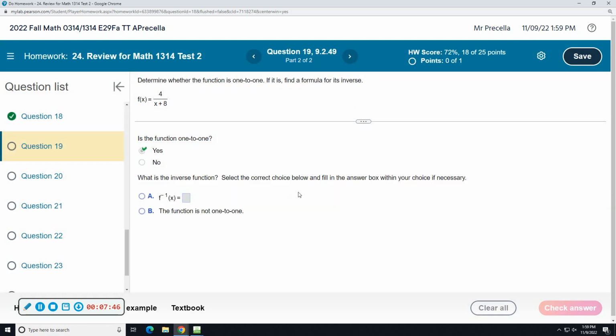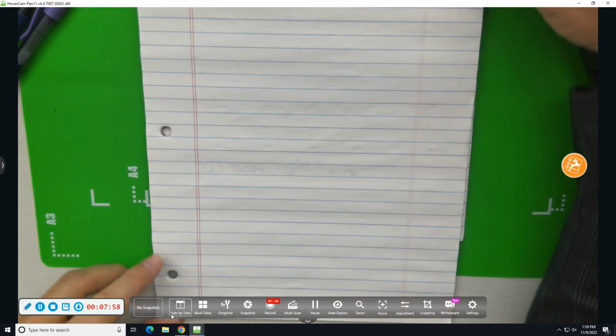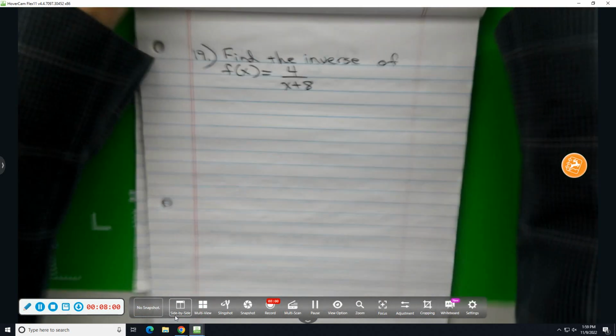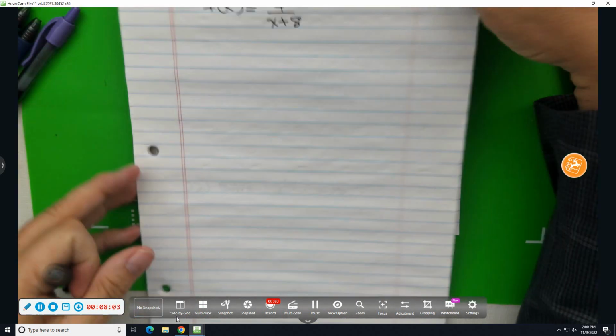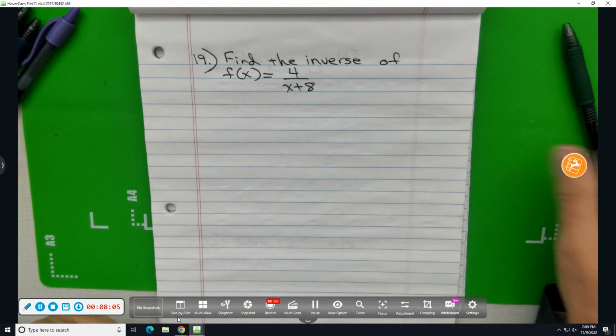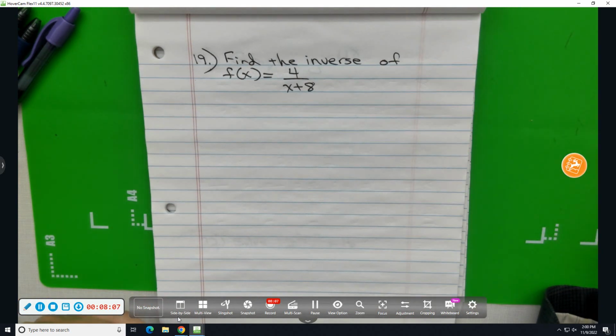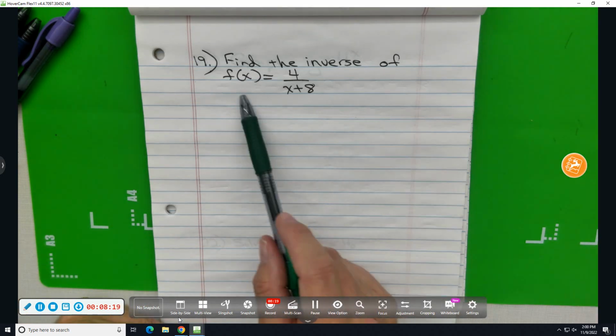And now they want us to find the inverse. So this is number 19. They want us to find the inverse. Let me move my page down. There. Find the inverse. Remember, loosely speaking, an inverse swaps the x and y coordinates. That's what an inverse does. I don't even see a y in this function.